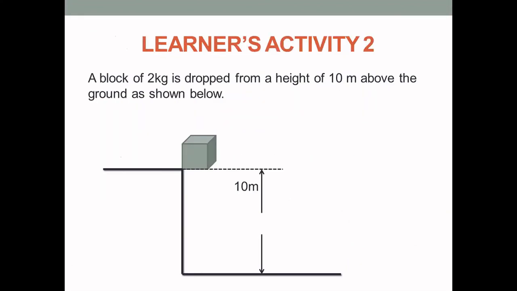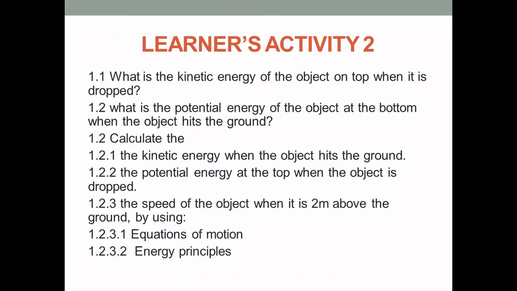Learners' activity number 2. A block of 2 kg is dropped from a height of 10 meters above the ground as shown below. The first question: what is the kinetic energy of the object on top when it is dropped? Number 1.2: what is the potential energy of the object at the bottom when it hits the ground? 1.3: calculate the kinetic energy when the object hits the ground. Calculate the potential energy at the top when the object is dropped. Calculate the speed of the object when it is 2 meters above the ground, using equations of motion and also energy principles.